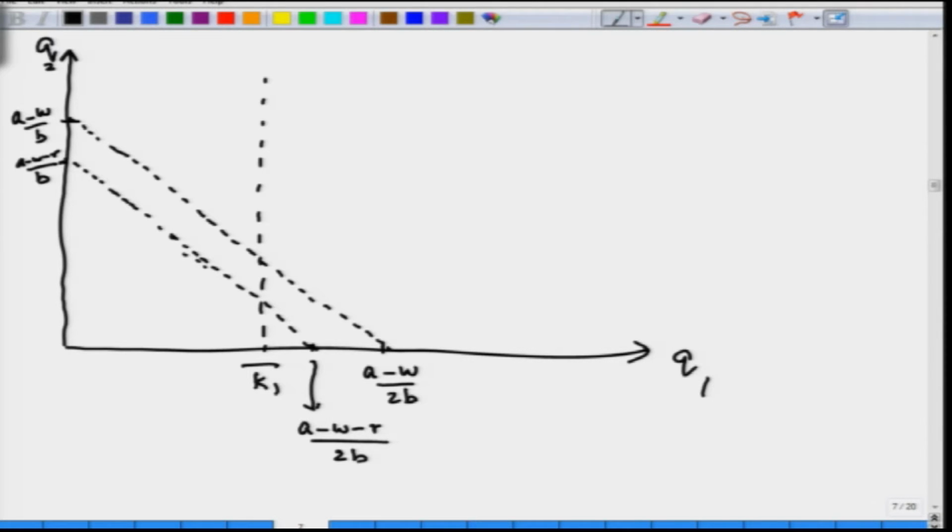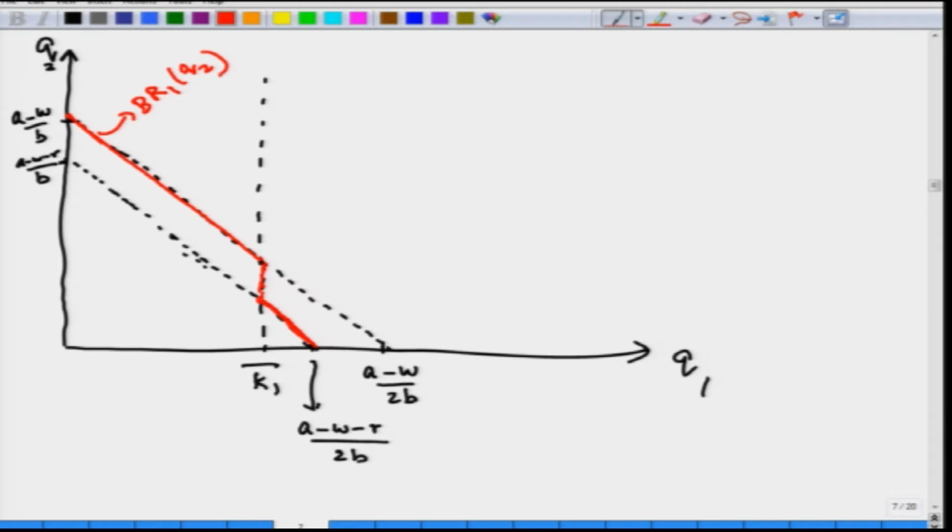So, essentially our best response function for firm 1 is going to be this part for Q1 less than K1, right. So, this is going to be the best response function, and for Q1 greater than K1, the best response function takes this particular form. And K1 bar is the point of kink. So, this is the best response function for firm 1 as a function of Q2, right.